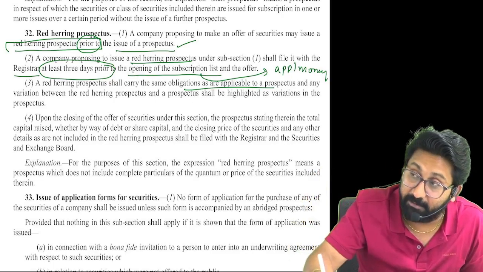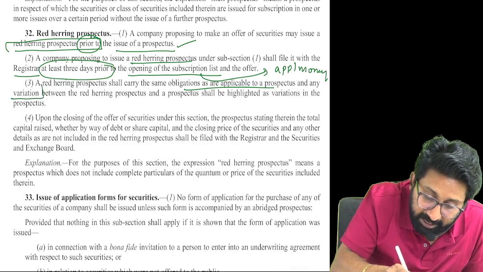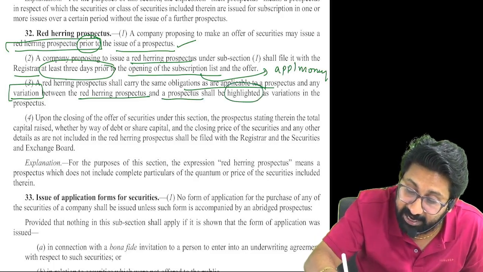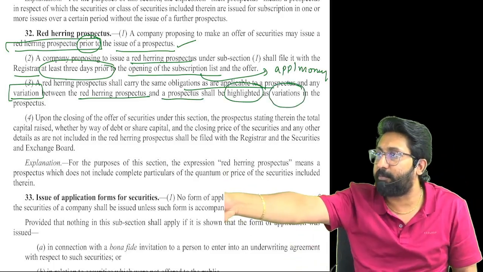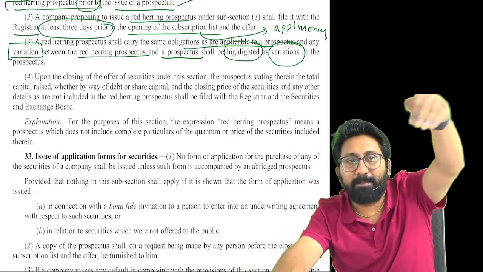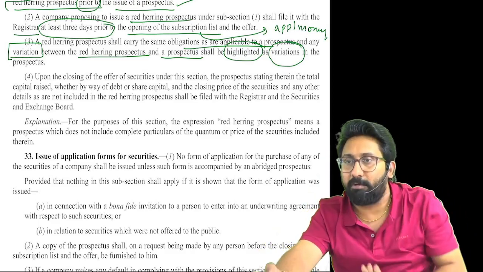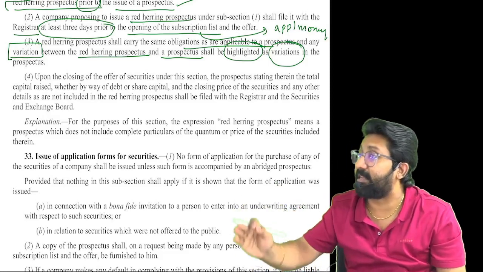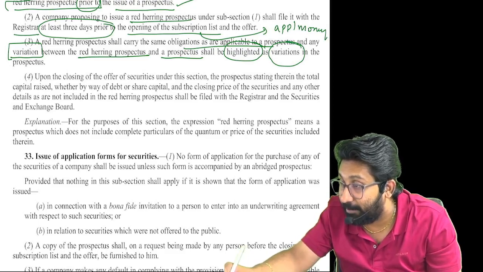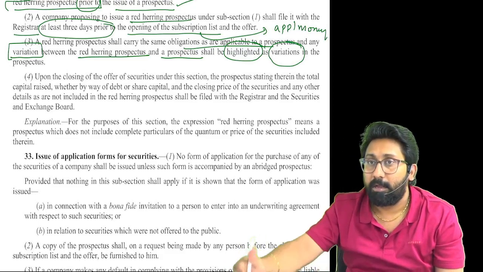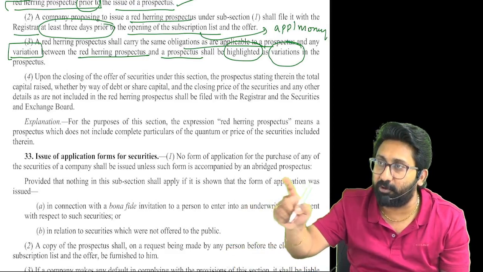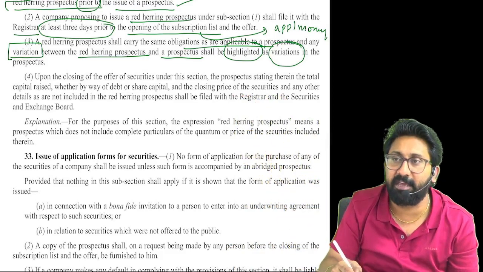Next, very important. Read: any variation between the RHP and the main prospectus shall be highlighted as variations. I told you the point or not? By the time we close the public offer, the IPO, and by the time we prepare the final prospectus, we have the price band and the final price. The quantum of shares is known. Therefore, both of them are mentioned in the final prospectus and filed with the ROC and SEBI.